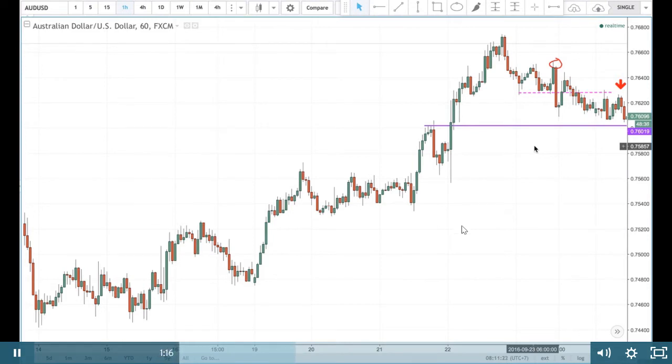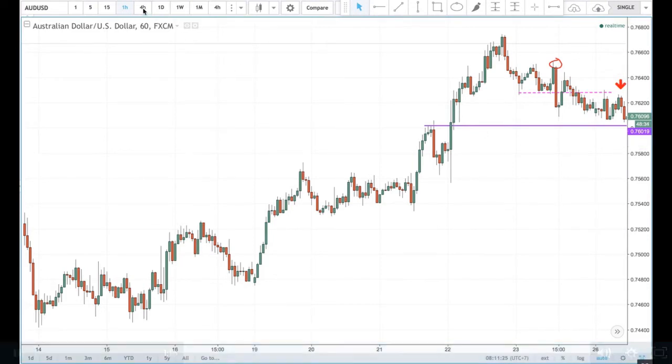Also keep in mind, when I went last time from the 4 hours to the daily, the difference between a 4 hour and a daily is 6 candles. Okay, there's 6 4-hour candles that make up a 24-hour period. But there's 4 1-hour candles that make up a 4-hour chart, right?